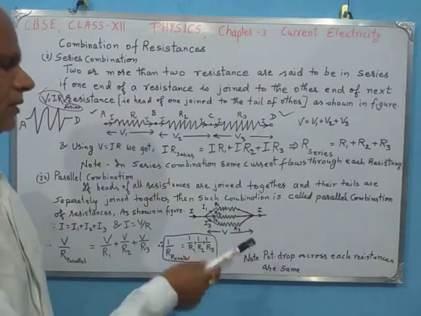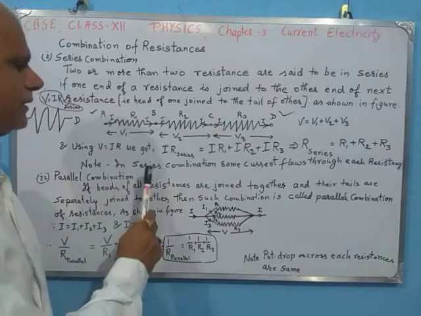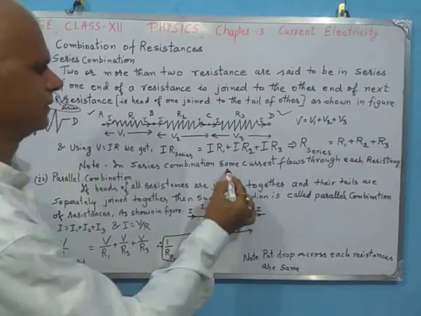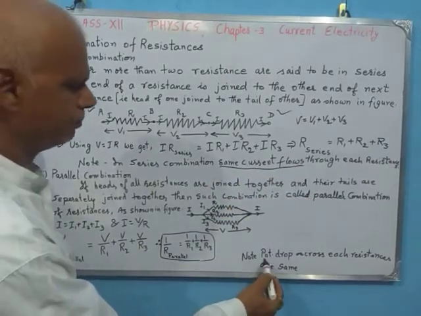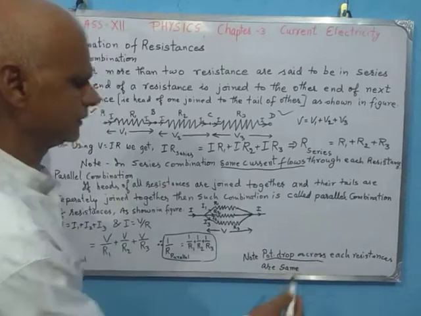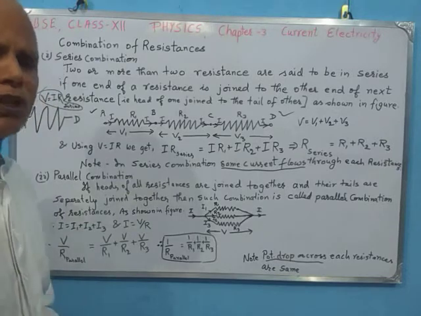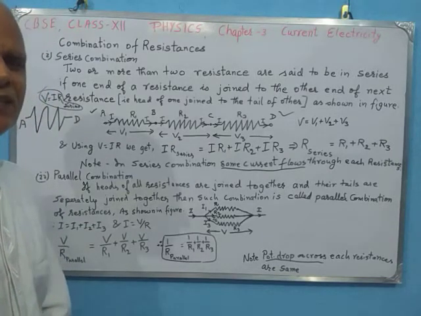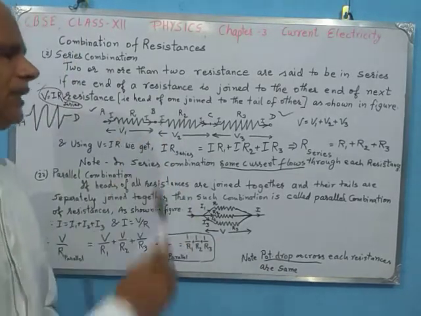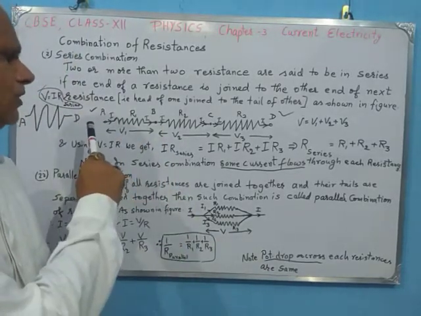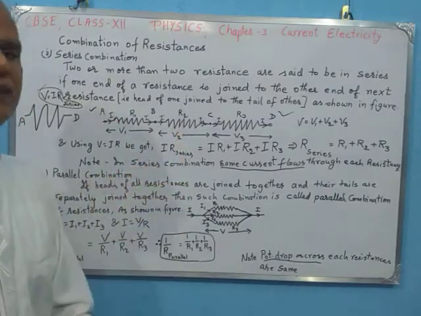As we have seen in case of series combination, the same current flows through each resistance. In the parallel combination we see that the same potential drop happens across each resistance. Potential drops across each resistance are the same, currents flowing through them are different. But in case of series combination, potential drop across the resistances may be different, but current flowing through them is always the same.